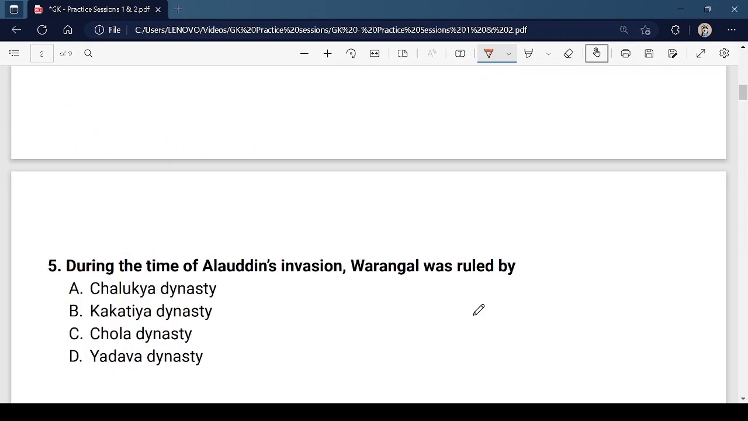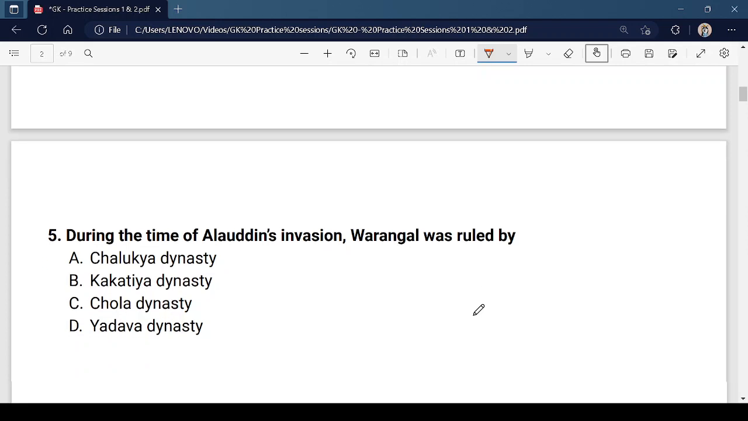During the time of Alauddin's invasion, Warangal was ruled by whom? When he invaded southern India, who was ruling the kingdom at Warangal? The right answer is the Kakatiya dynasty. Kakatiya dynasty is the right answer.